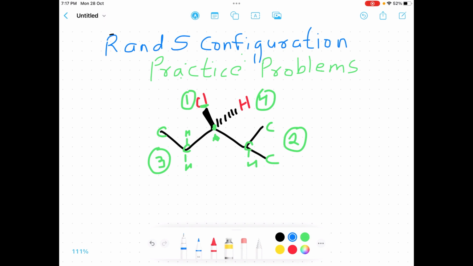And hydrogen fourth priority. Now the lowest priority group is in the back, so now it's simple, we have to check the sequence of the groups. The sequence is going clockwise. That means this molecule has configuration R.